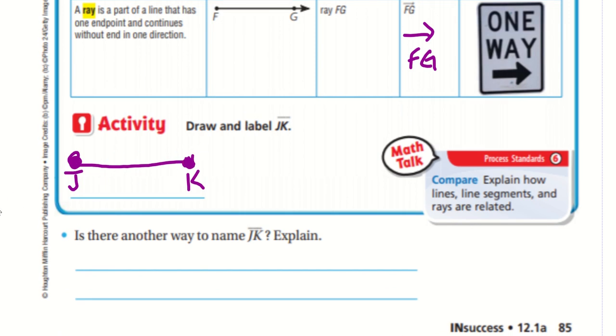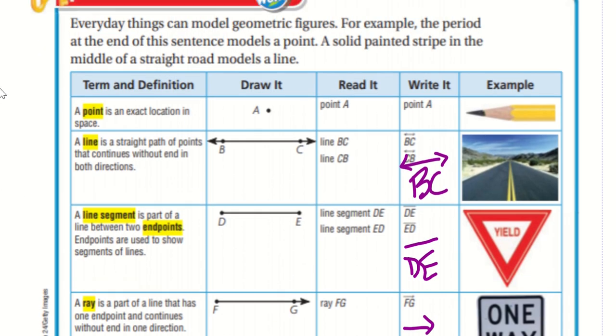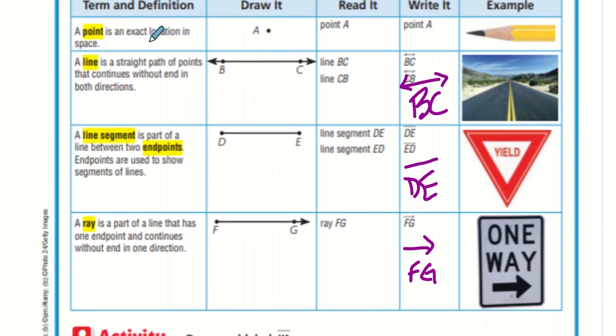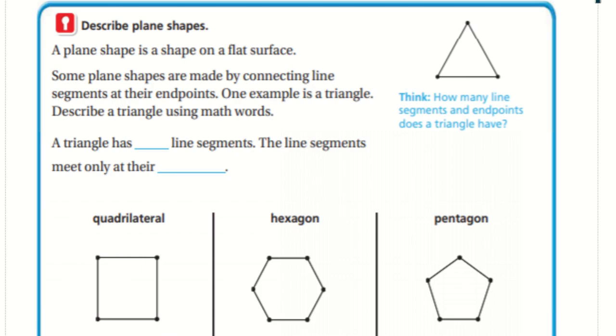That was just kind of a quick review of those vocab words again. Lines go on forever. Line segments start and stop at 2 endpoints. Rays go on forever in one direction, but they have an endpoint at the other. Okay, go ahead and look at your next page. The next page says, describe plane shapes. Remember, plane shapes, that just means flat. They're flat, they're not three-dimensional. A plane shape is a shape on a flat surface.